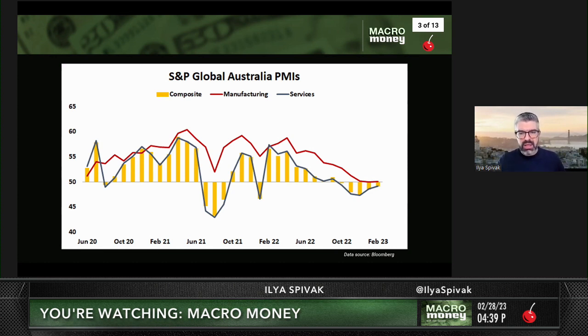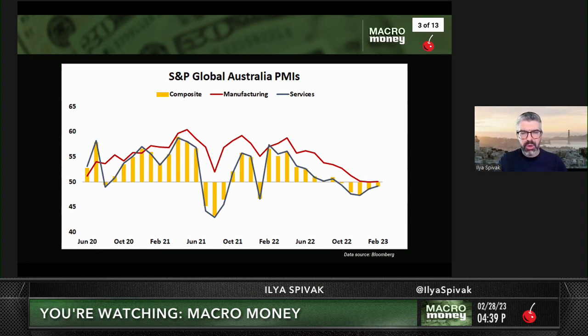This one is from S&P Global, so the usual purveyor of PMIs. And here you see the composite index still in contractionary territory, so under 50. The actual sectors here show you that manufacturing is basically at a standstill. It's essentially at 50, and services are still under.